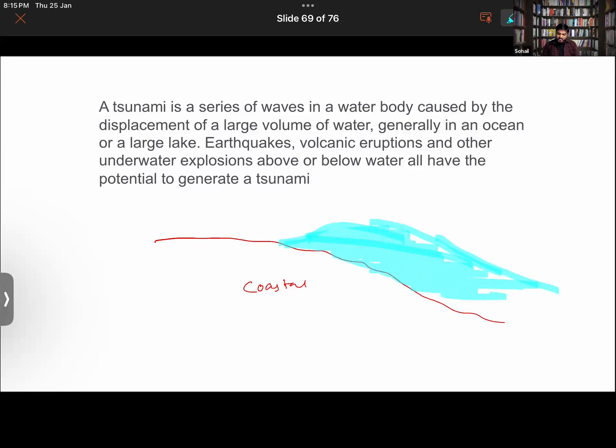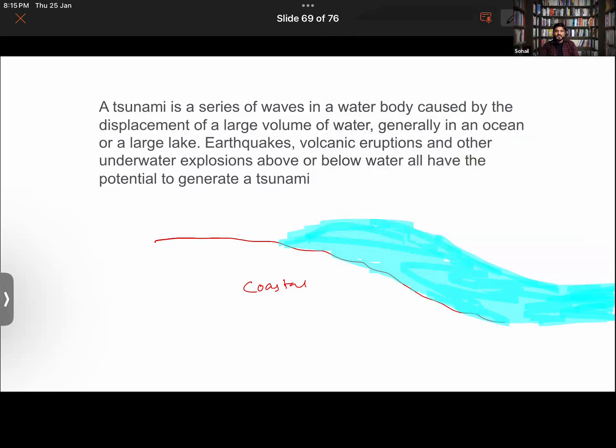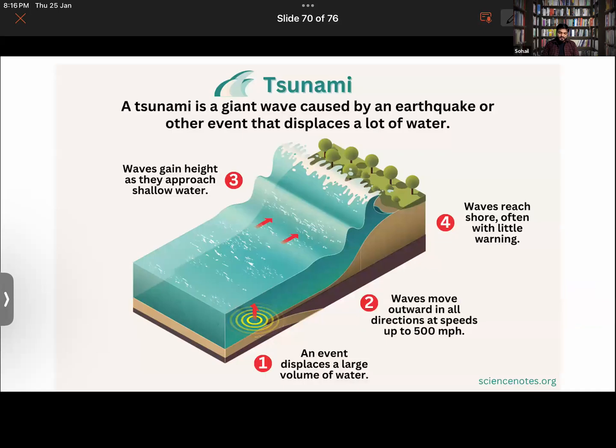Either it can be due to earthquakes, or in some cases it can be due to volcanic eruptions also. See, so you get to see that a huge amount of water has been displaced here, right? So earthquakes or volcanic eruptions, and if there is some underwater explosion carried out by the military, and if the explosion is very strong, that can also cause a tsunami. So have a better understanding with this over here.